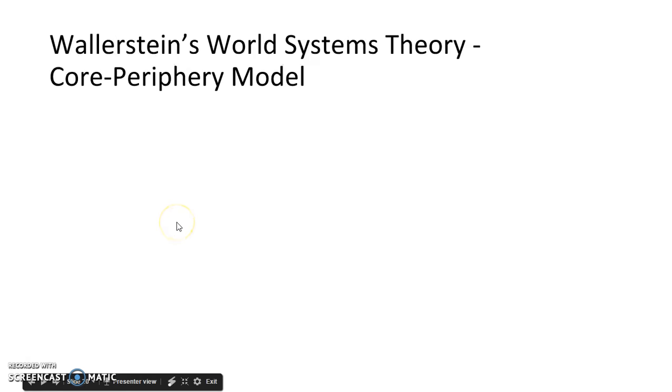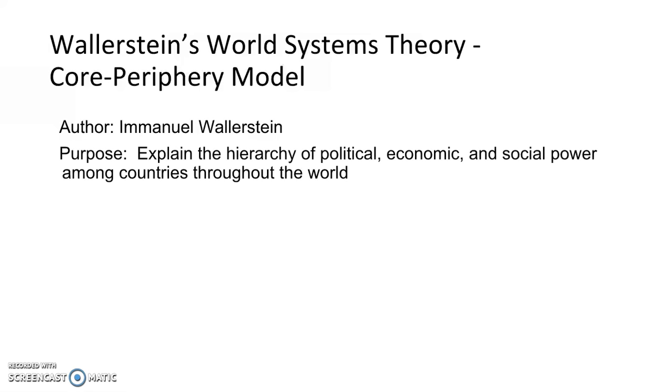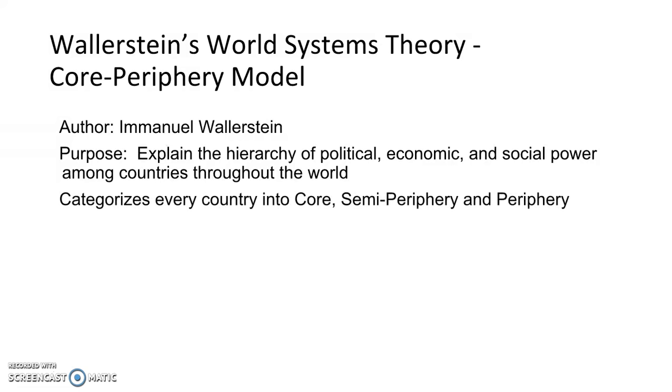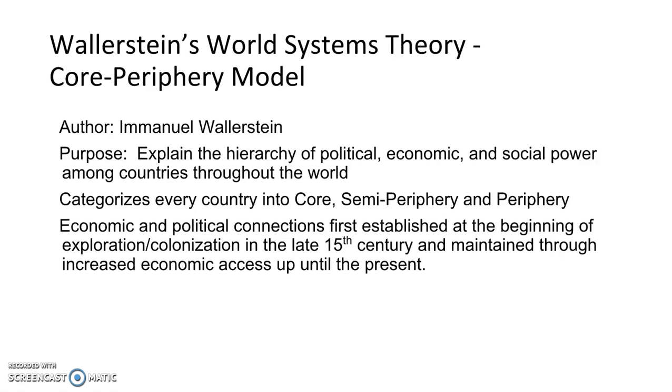Okay, this brings us to Wallerstein's world systems theory. This is the same thing as the core-periphery model. The author of this is Immanuel Wallerstein. The purpose is to explain the hierarchy of political, economic, and social power among countries throughout the world. According to Wallerstein, every country can be categorized as either core, semi-periphery, or periphery, very similar to MDC, DC, and LDC. That really what created this dynamic was that the economic and political connections were first established during colonization in the late 15th century and then maintained through increased economic access up into the present.